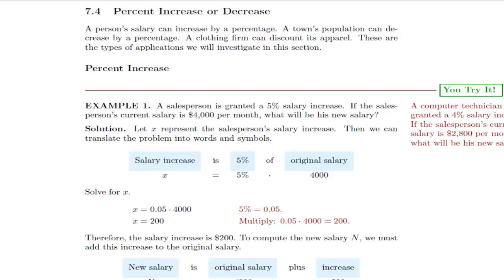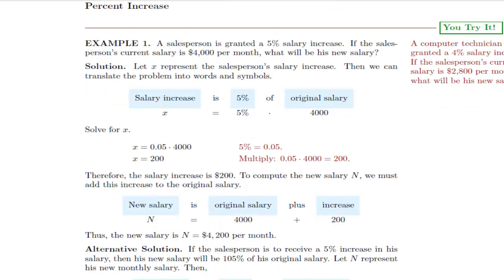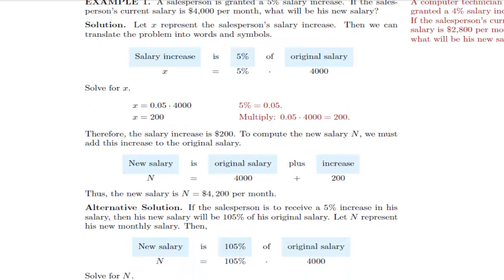Solve for X. X equals 0.05 times 4,000, since 5% equals 0.05. So 0.05 times 4,000 is 200, hence X equals 200. Therefore, the salary increase is $200. To compute the new salary N, we must add this increase to the original salary. So the new salary N is equal to the original salary of 4,000 plus the increase of 200. Thus, the new salary N is $4,200 per month.